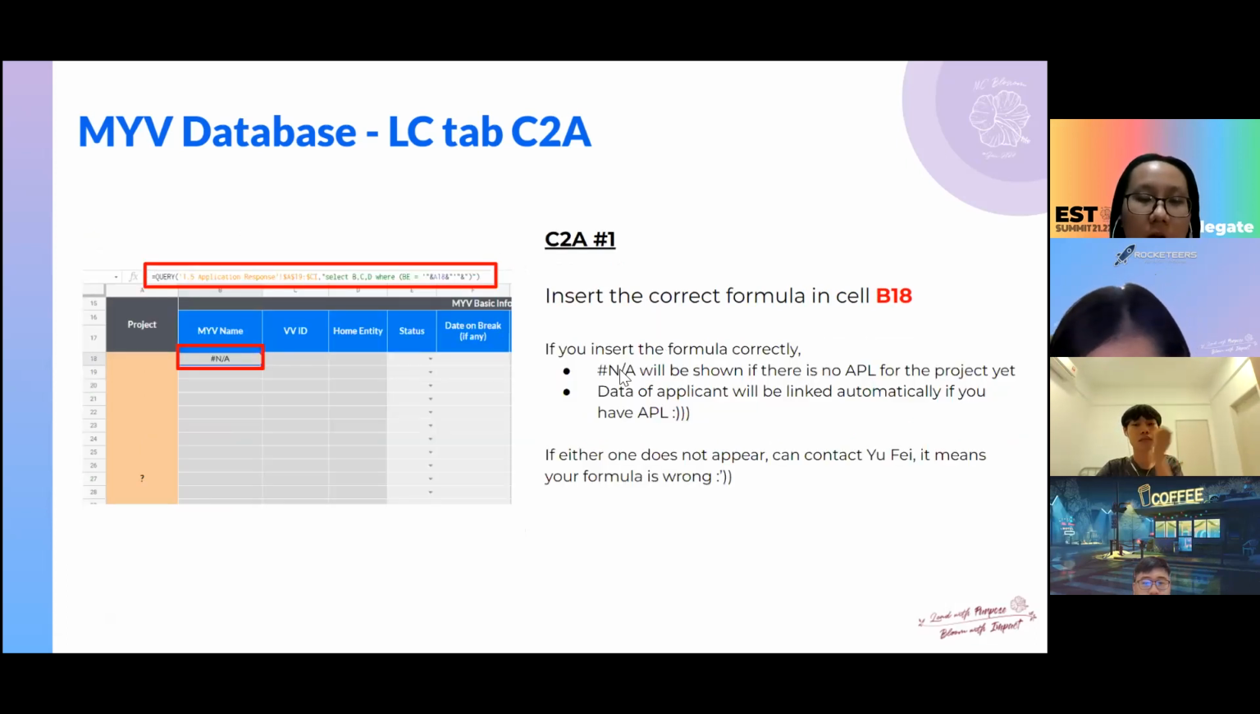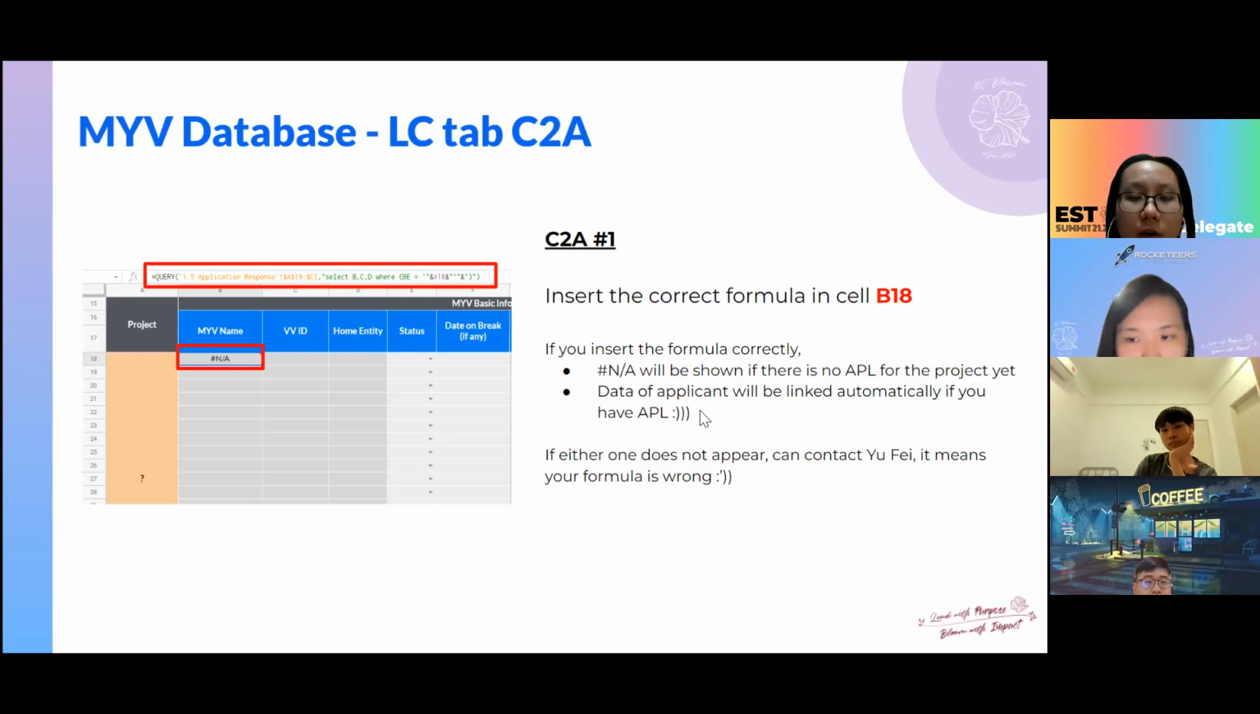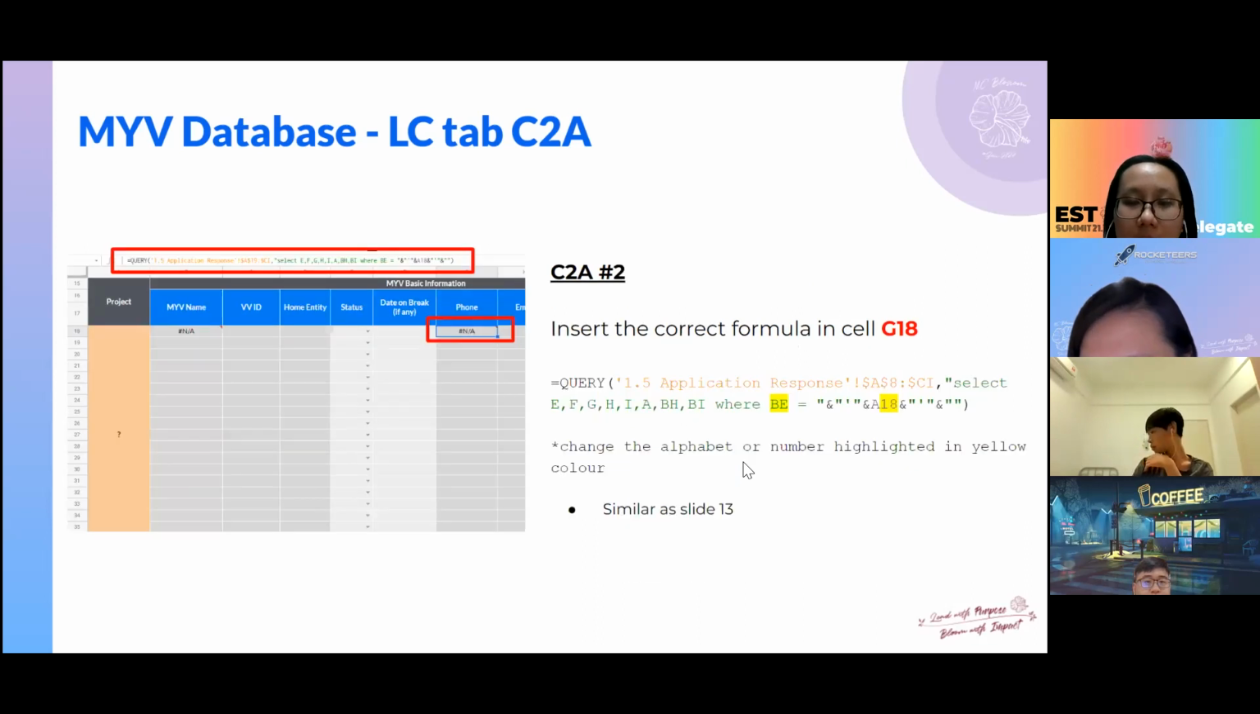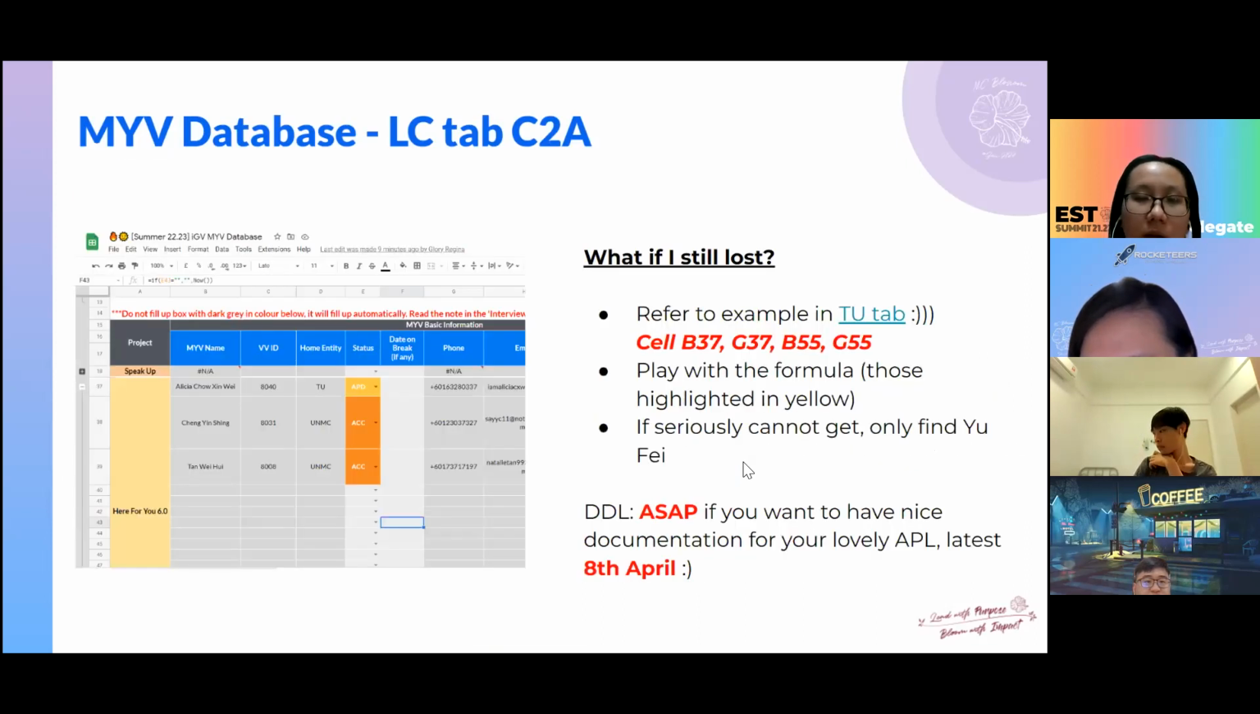Yeah, hashtag N/A error. If you don't have an applicant yet, then you insert the correct formula, you will see hashtag N/A. But if you have the applicants already, then the data will be automatically linked. I think that is the part, like the call to action, and also how you link the formula. And then what if you are still lost?